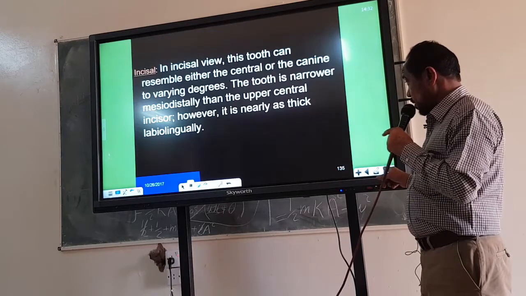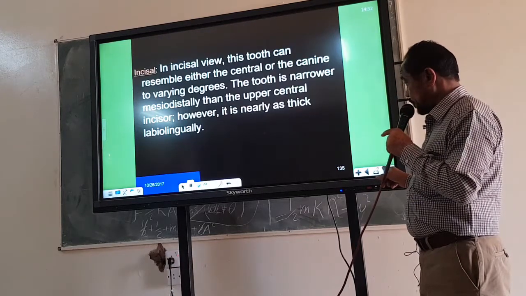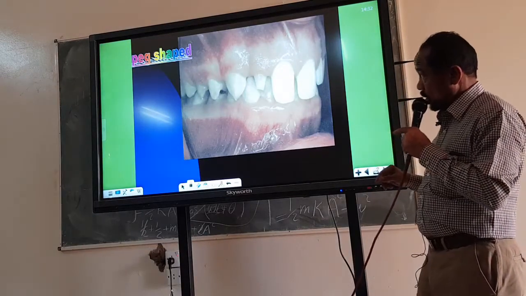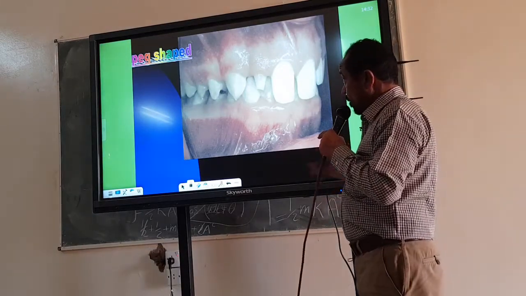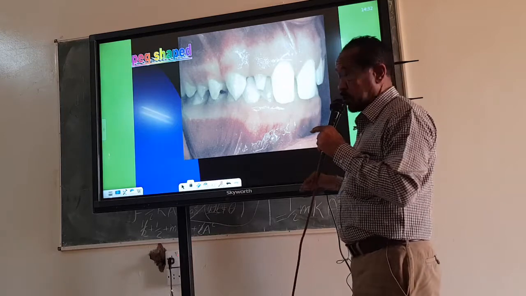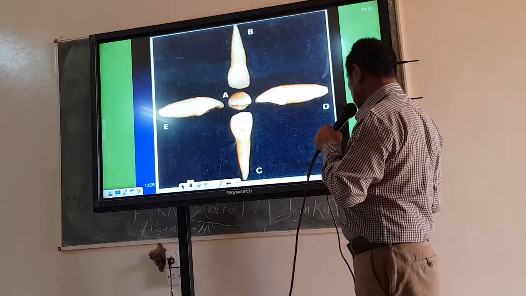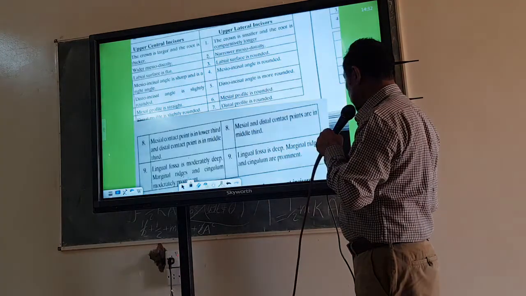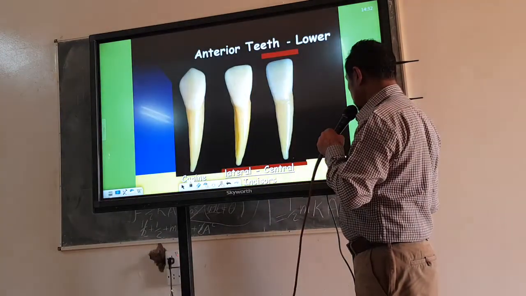Mesial and distal having the same features. What is this clinical problem? Big shape lateral incisor, which is an anomaly of the lateral incisor. Here also big shape. The comparative points we did last time.